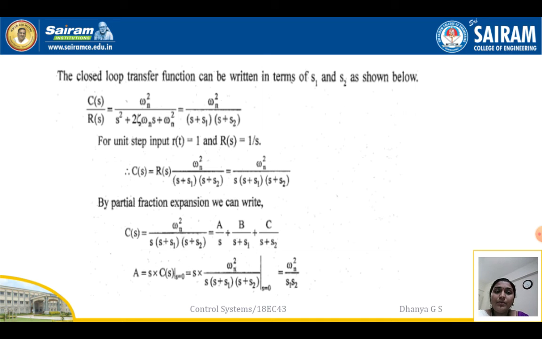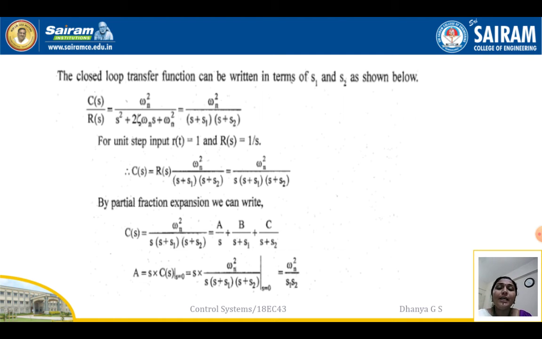So now you have to do partial fraction. You can see the equation over here. C of s by R of s is equal to omega n square divided by s square plus 2 zeta omega n s plus omega n square, which in terms of S1 and S2 can be written as omega n square divided by s plus s1 into s plus s2.